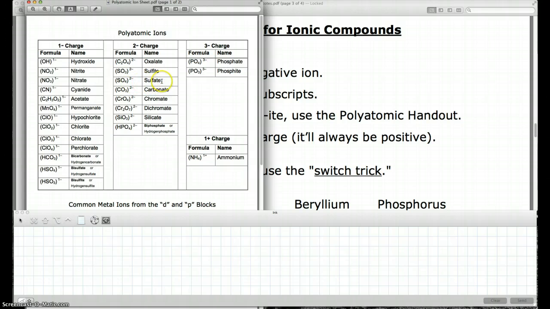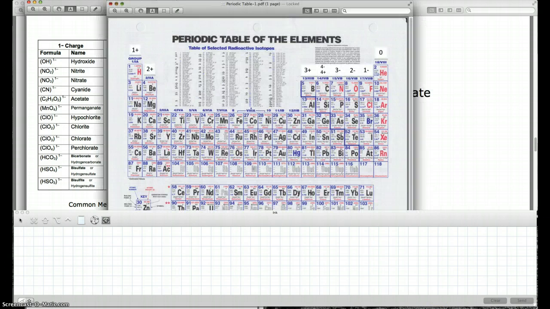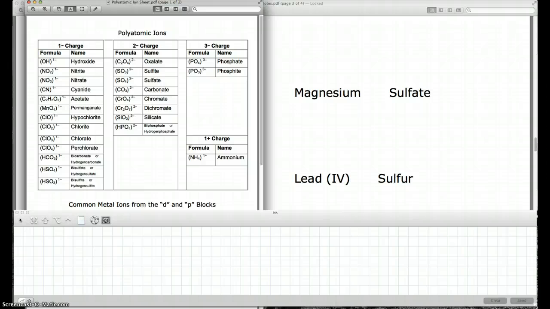And if we see here, sulfate is one of our polyatomic ions. Sulfate is SO4. It's one sulfur and four oxygens stuck together, held together tightly to act as one single thing. And we call that one single thing sulfate. It has a -2 charge. So when I do the example, magnesium sulfate, Mg is a +2. So Mg is a 2 plus.